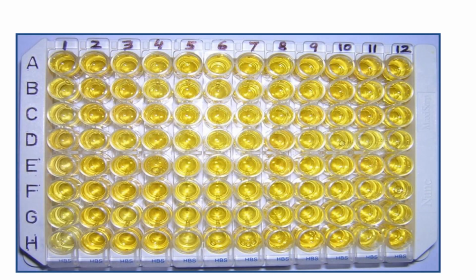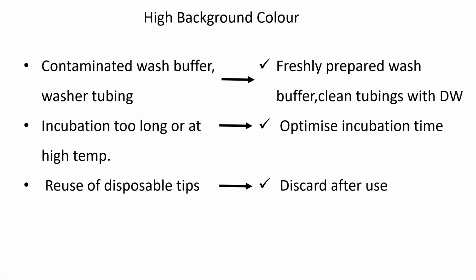This one is the first one. In this you will see that there is high background color. It can happen because of contaminated wash buffer or washer tubing. So we have to prepare the wash buffer freshly and clean the tubing with distilled water. Second reason can be incubation for too long or at a high temperature, so we have to optimize the incubation time and temperature. Then reuse of disposable tips, so we have to discard each and every tip after use.